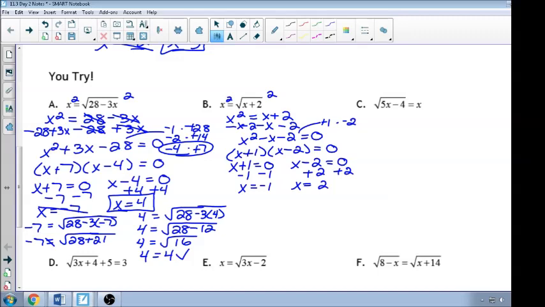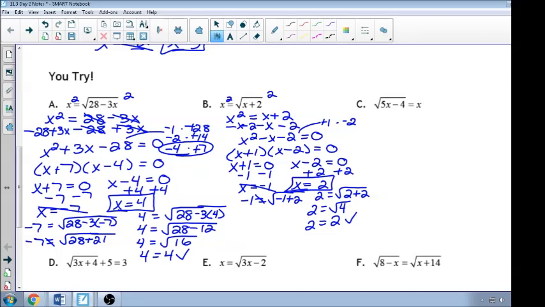So I'm going to take the negative 1, put it in for all the x's. So negative 1 equals the square root of negative 1 plus 2. I have a negative equal to a square root. I know that's not going to work. Now I'm going to take 2 and put it in for x. So 2 equals the square root of 2 plus 2. 2 equals the square root of 4. 2 does in fact equal 2. So x equaling 2 does work.